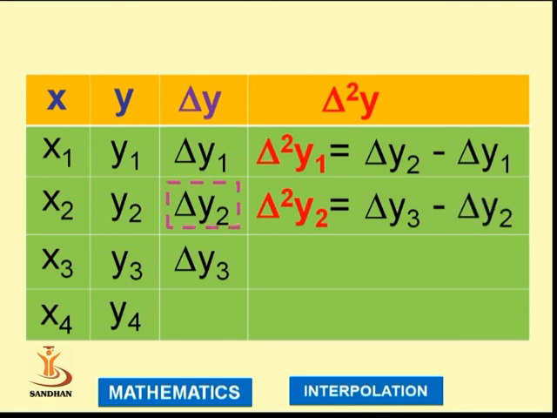Now, since there are just 4 points, we can compute up to n minus 2, that is up to 4 minus 2, that is 2, and hence you can see on the screen that we have computed the second order forward differences up to delta 2y2.